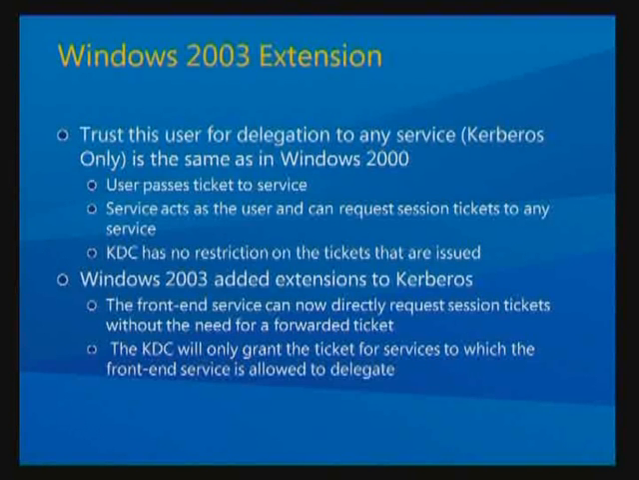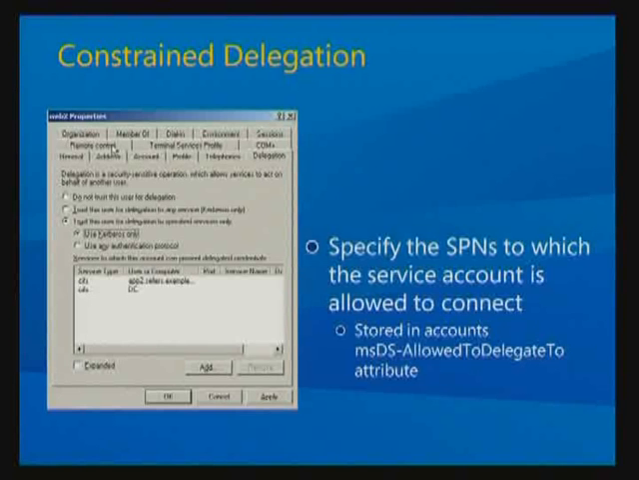The KDC only grants tickets for services to which the front-end service is allowed to delegate. And this is where constrained delegation comes in. So it will be issued for this back-end ticket. In terms of constrained delegation, we can say use Kerberos only, in which case it's got to be Kerberos in at the front end. And that's use Kerberos only.